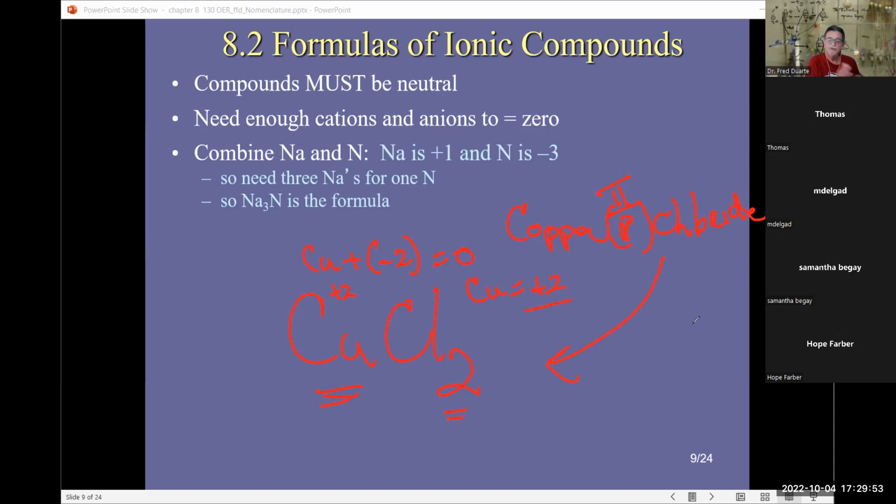You will always know the oxidation number of either the anion or the cation, okay? And that allows you to calculate, for these that have a variable oxidation state, which oxidation state they're in. Most of the time you're dealing with knowing the anion and you're calculating what the cation is.